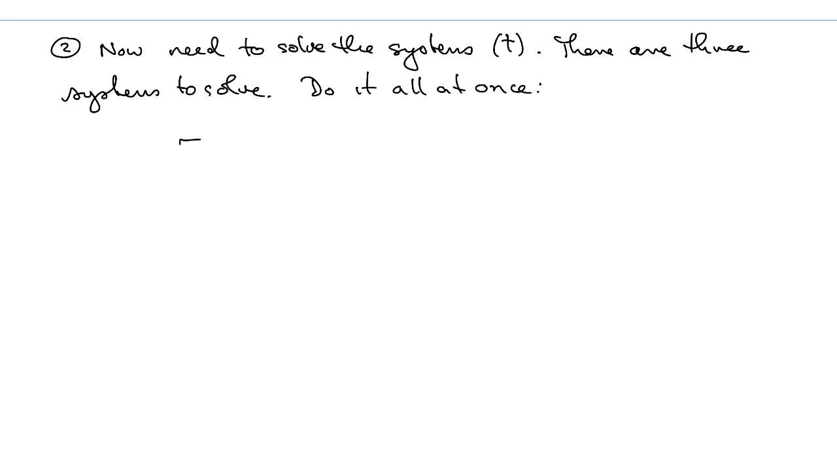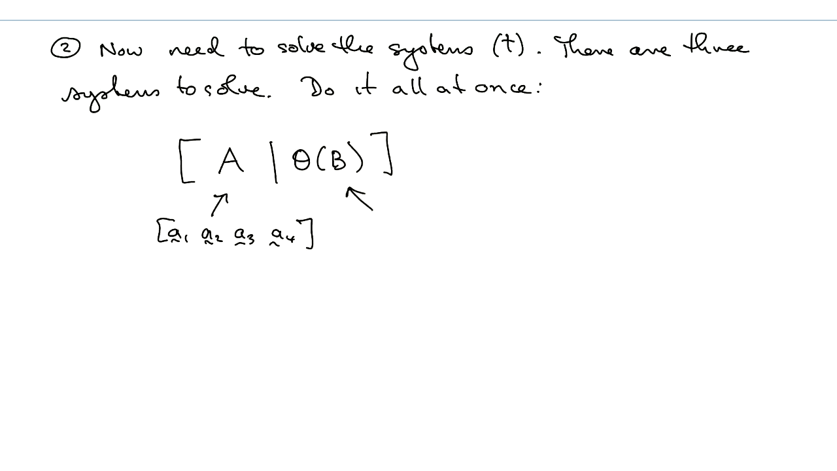So the way we do that, take the matrix A, which is A1, A2, A3, A4, augmented with theta of capital B, which was the matrix theta B1, theta B2, theta B3. And now do the row reduction.